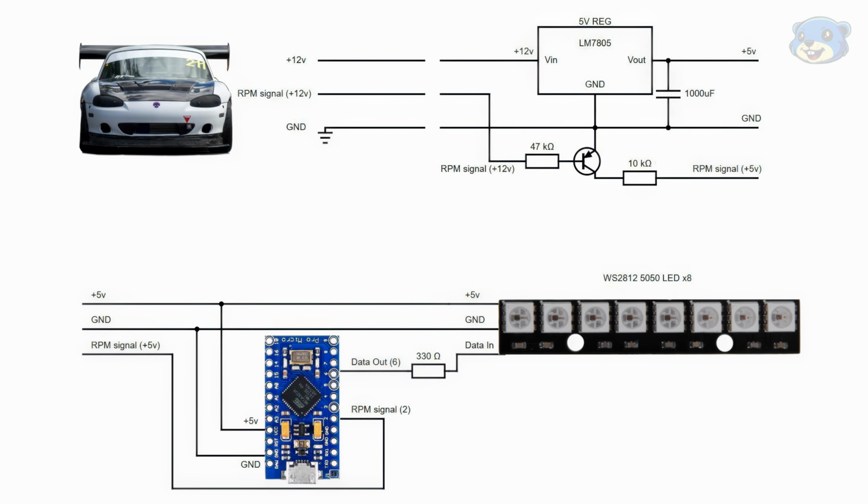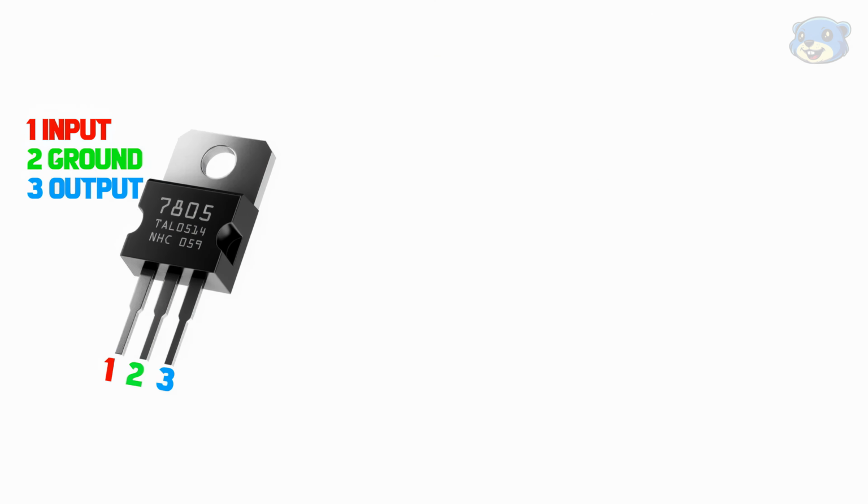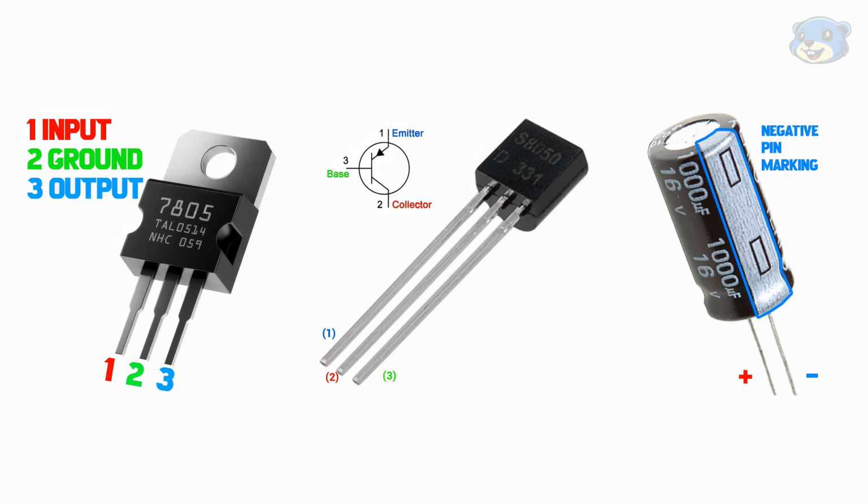I'm not sure how better to help you or show you how to build the circuit, other than to say, follow the diagram on screen and just take your time and be patient. A couple of pointers though, for one, the voltage regulator, the transistor, and the capacitor all have specific pin orientations that may not be obvious to newcomers. So please follow the diagrams on screen to ensure you get those connected up in the correct orientations.